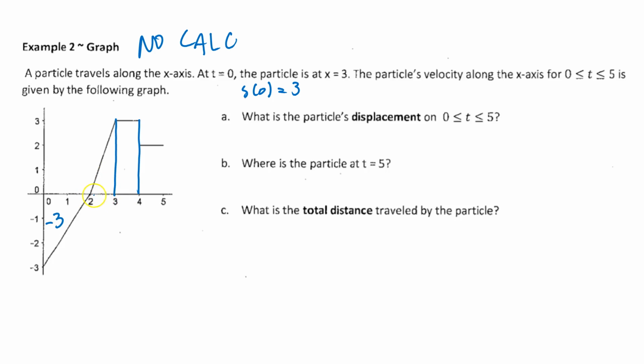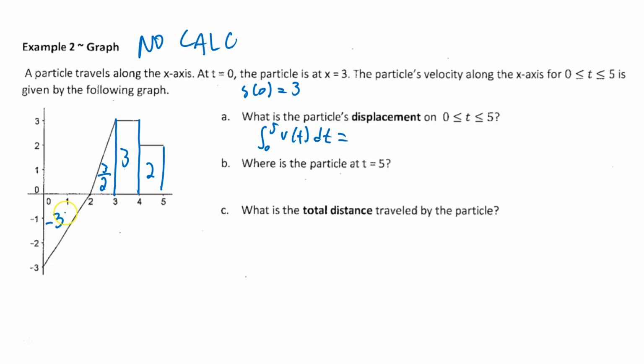This guy would be 1/2 base times height. That's 3/2, or 1.5. This guy right here would be 3 times 1, so that's 3. This guy would be 2 times 1, which is 2. So they ask for the displacement from 0 to 5. That's just the integral from 0 to 5 of v of t dt.